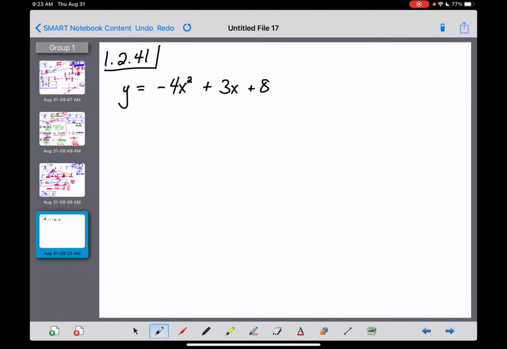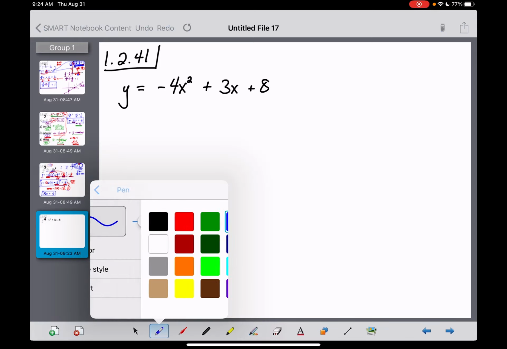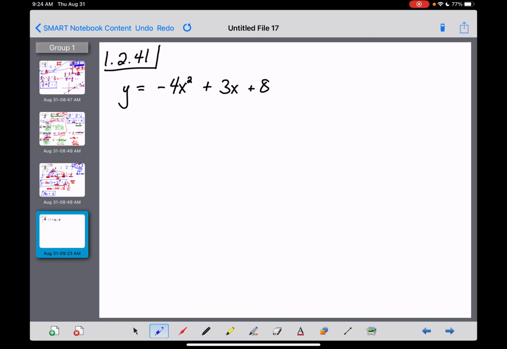Number 41 right here is asking you to complete the square and then find the maximum or the minimum. So the goal here really is to use completing the square to get this quadratic function from standard form into vertex form. Now, the two things you usually want to look for in order to do completing the square would be first that a is equal to 1 and secondly that b is even.